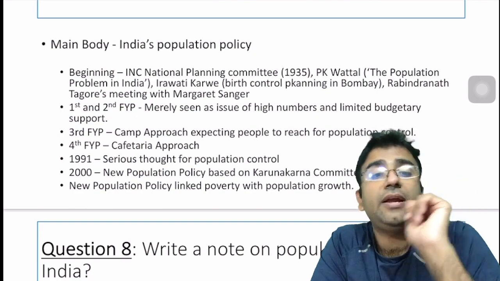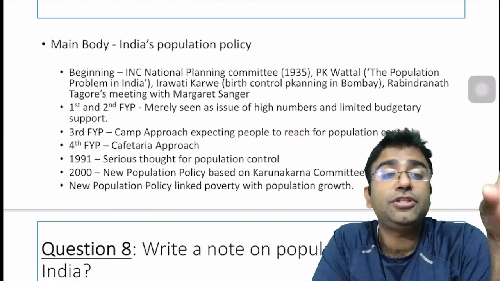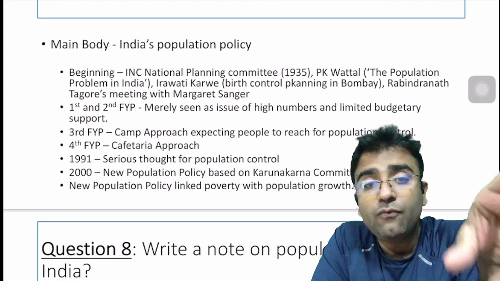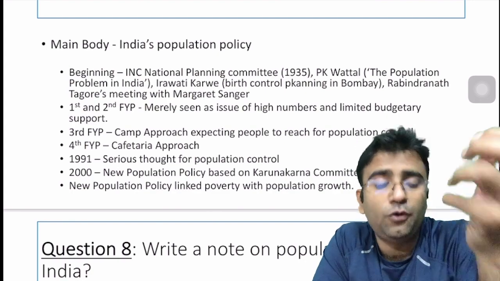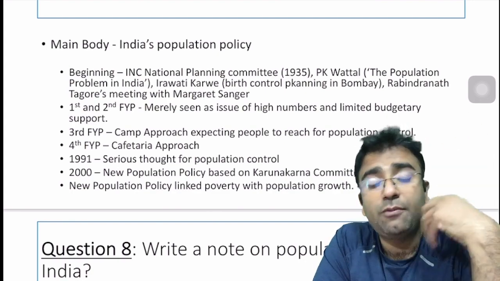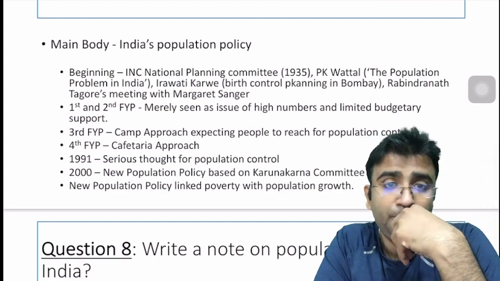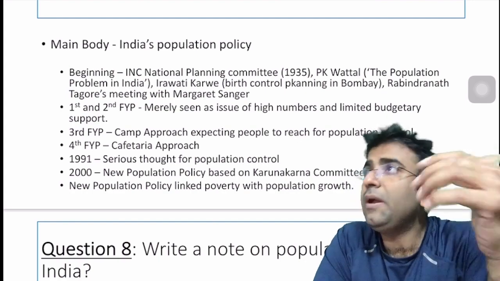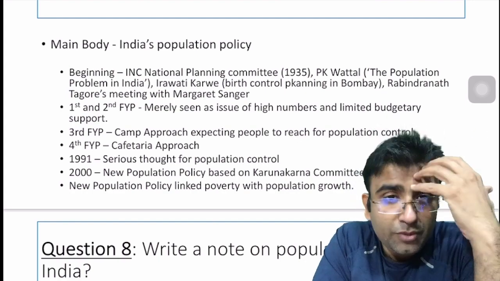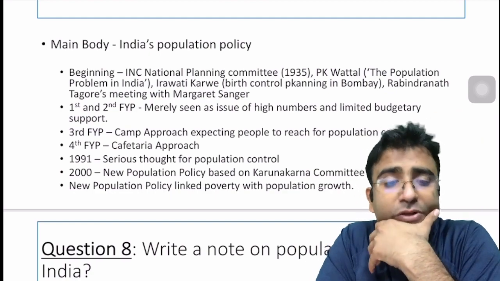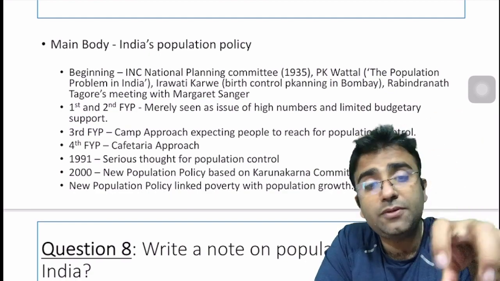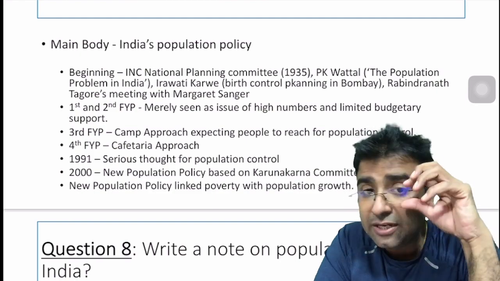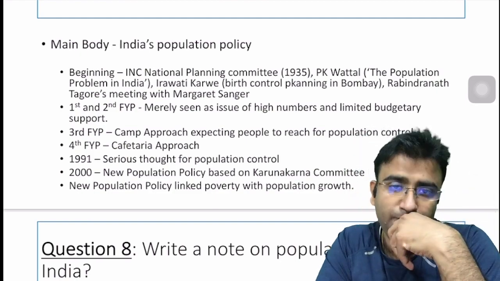This was followed by the publication of the book The Population Problem of India by P.K. Wattal in the 1960s, followed by Iravati Karve talking about birth control planning in Bombay. Even Rabindranath Tagore was so visionary about India's population policy that he went to the person who pioneered population planning in the US, Margaret Sanger. Are you getting my point?